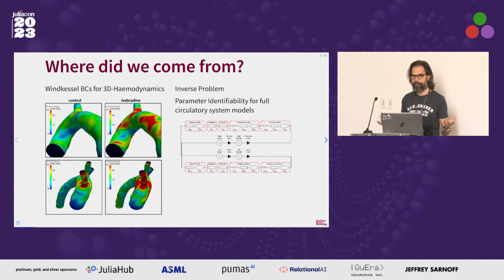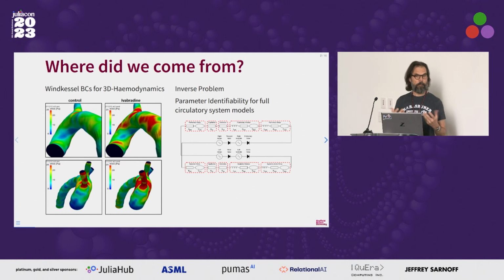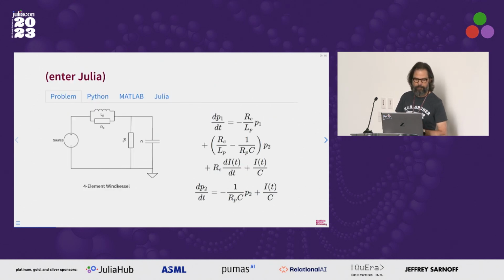It's an optimization problem. And we need to solve these models multiple times, hundreds of thousands of times, sometimes 1 million times. And that is where we came into this. So that's where Julia comes into this.